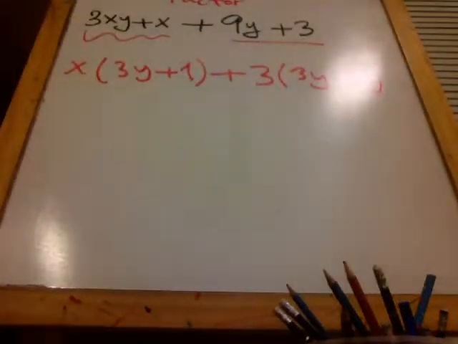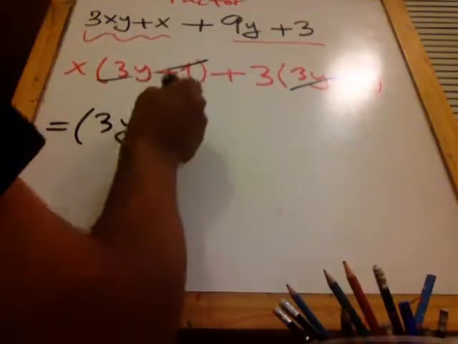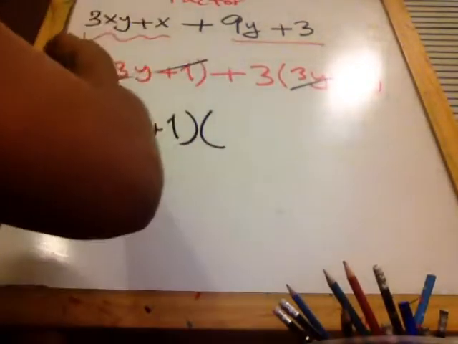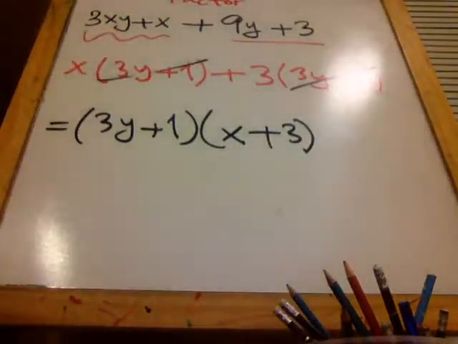Now, this can be taken as a common factor, that is 3y plus 1, and what is left is x plus 3 there. So that is factoring by grouping.